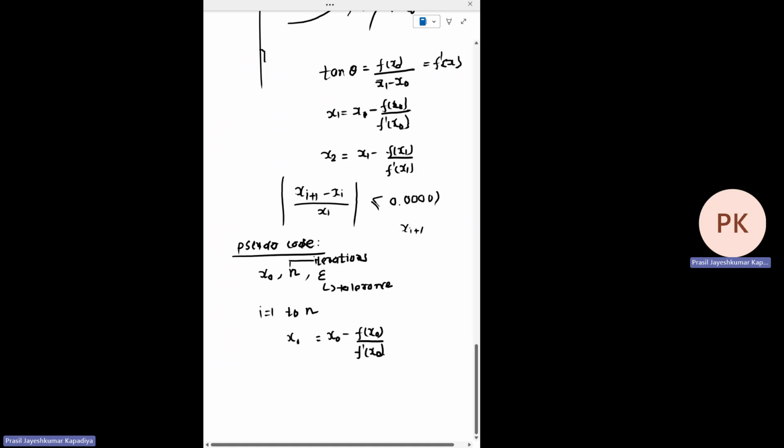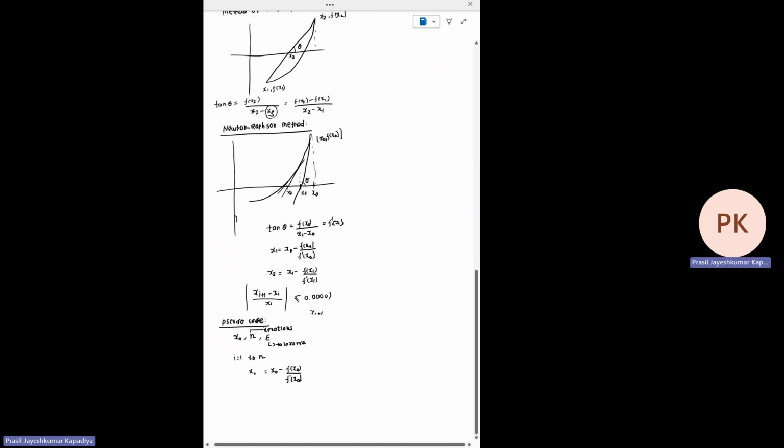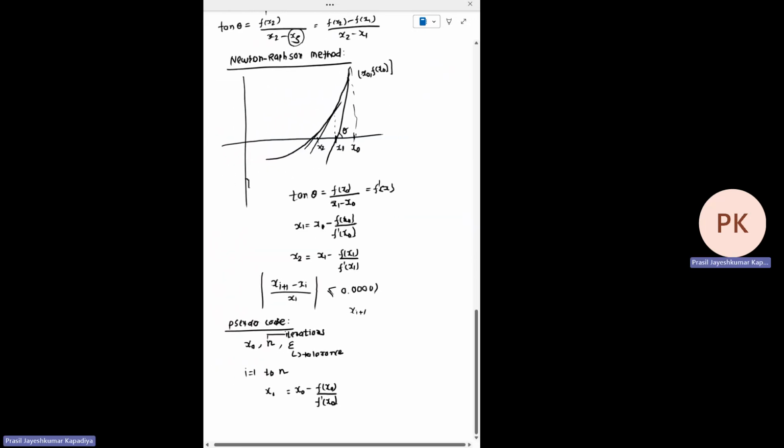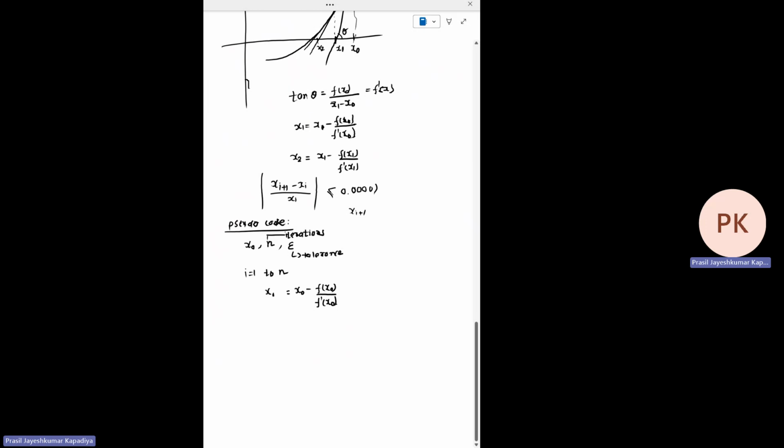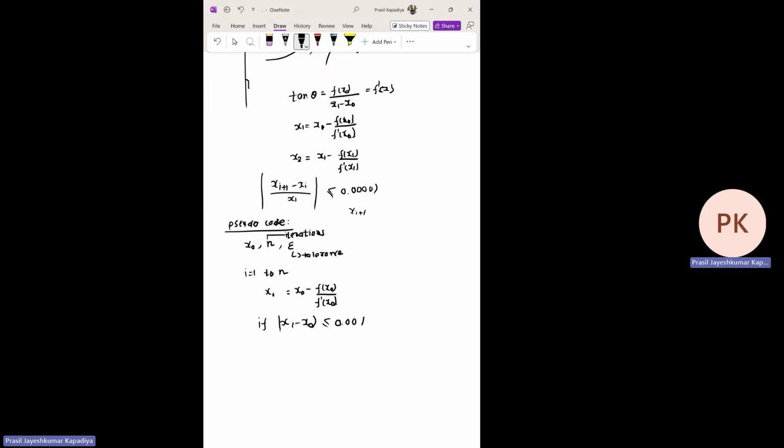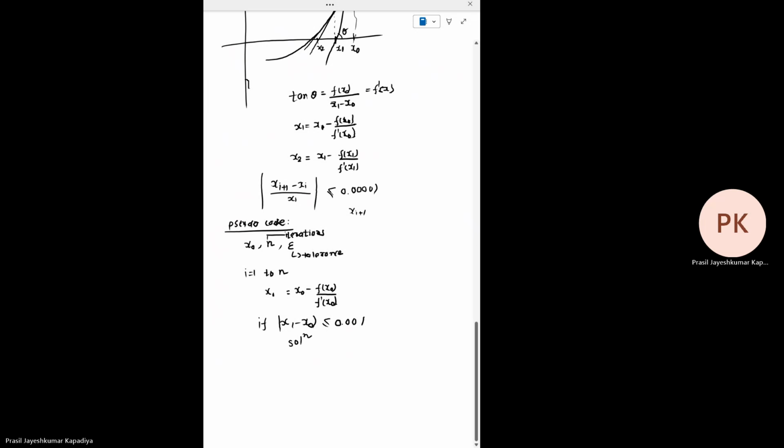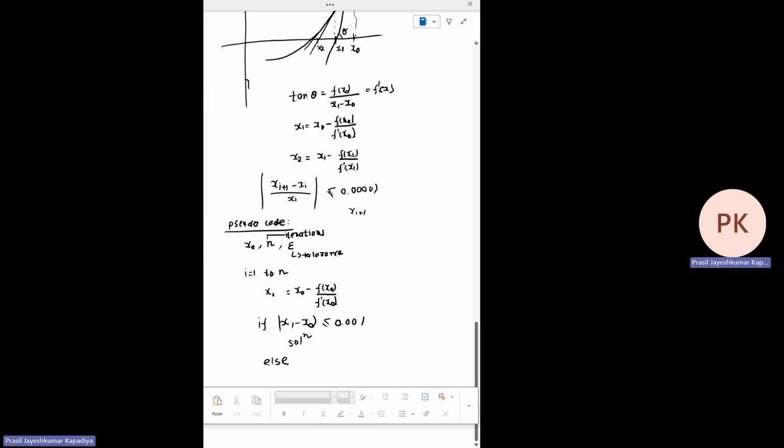Correct? Now what I will do, I will have an error check, not error check exactly, but check whether our stopping criteria is met or not. So let's say I'm just giving a simple one: if x1 minus x0 is less than or equal to 0.0001, what I will do, I will stop my code. So I will say that is my solution. Else, now what is else? My new point is x2, right?